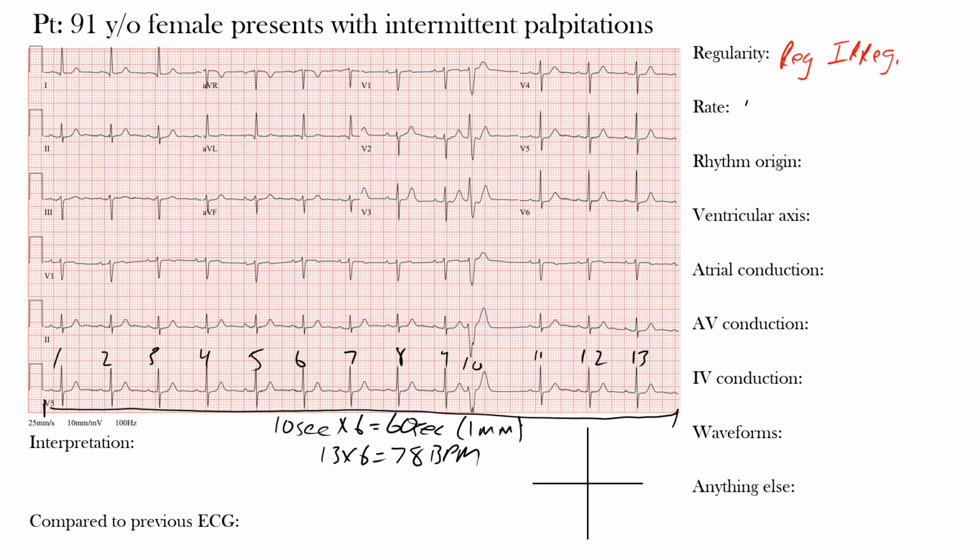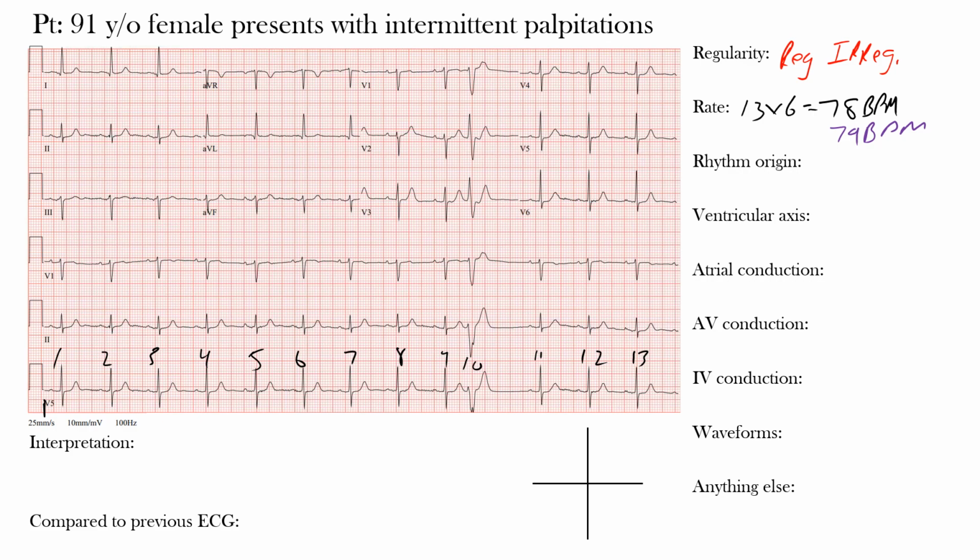So we'll just write that up here. We did 13 times 6, which was 78 beats per minute. The actual heart rate that was calculated by the machine was 79 beats per minute. So you can see that's a very close approximation. So we'll erase this here, but hopefully that makes sense. And that's the ventricular rate we found, because we used the ventricular complexes, the QRS complexes, to calculate the rate. So now to the rhythm origin.